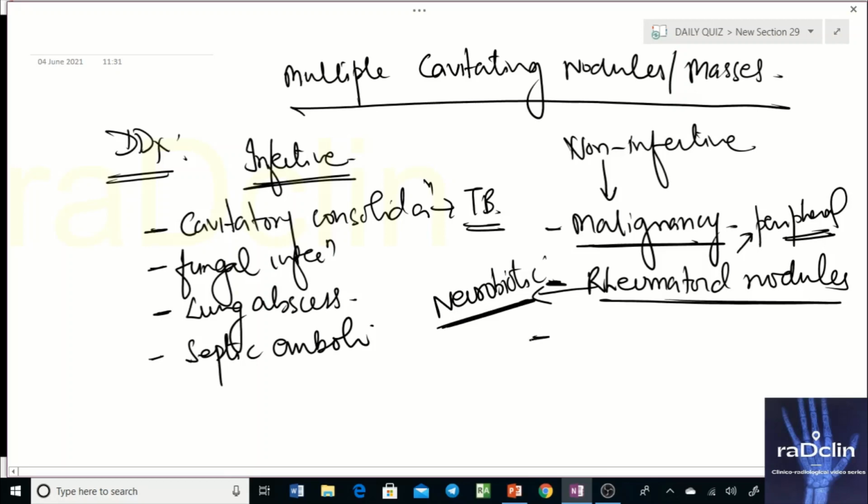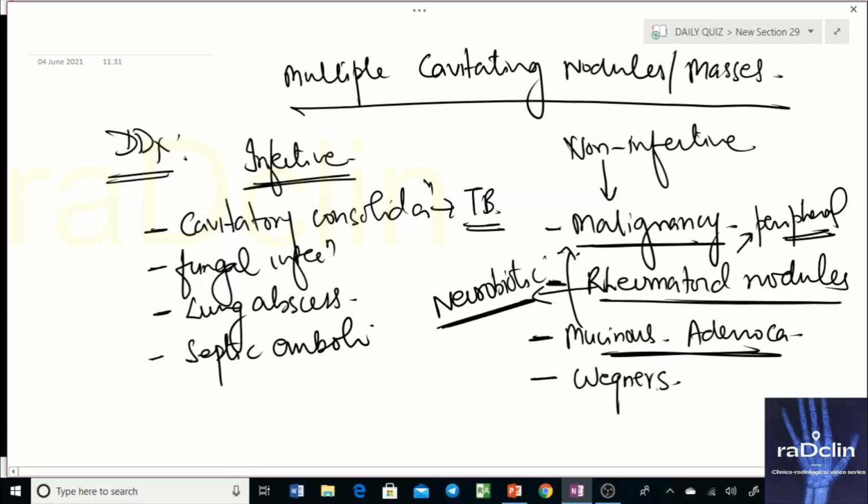Another thing it could be is mucinous adenocarcinoma of the lung, or basically what I just wrote is this malignancy only. Another important point is the diagnosis of the question that we are dealing with: it is Wegener's, and Wegener's is basically the earlier name. Now it is known by the name of granulomatosis with polyangiitis.